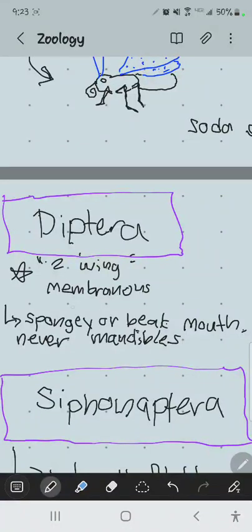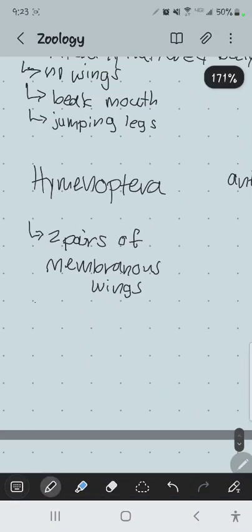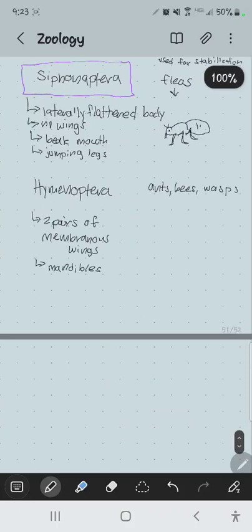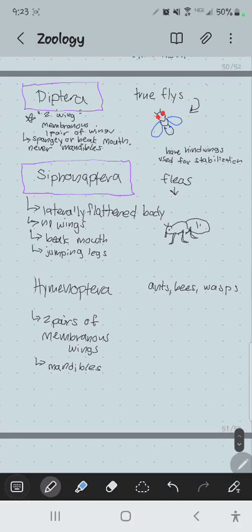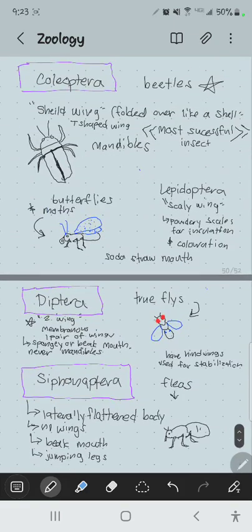They also have mandibles. Oops. Let me use a different color here. Mandible mouth parts. And I know I didn't specify mandibles on most of these. If it didn't have a beak or a straw or whatever, it had a mandible. But I'm writing mandible because that's what differentiates it from the Diptera. The Diptera never have mandibles, the Hymenoptera do.